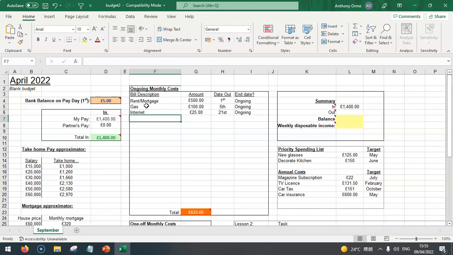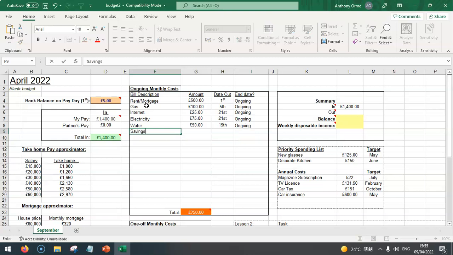I have electricity. Maybe that's about £75 a month. Comes out on the 21st. Ongoing. Water, 50. What else is there? So you've got internet, electricity. Maybe I've got savings of 200. And that comes out on the 14th. Ongoing.